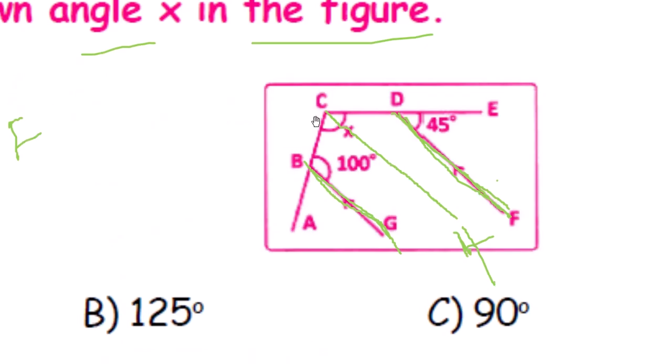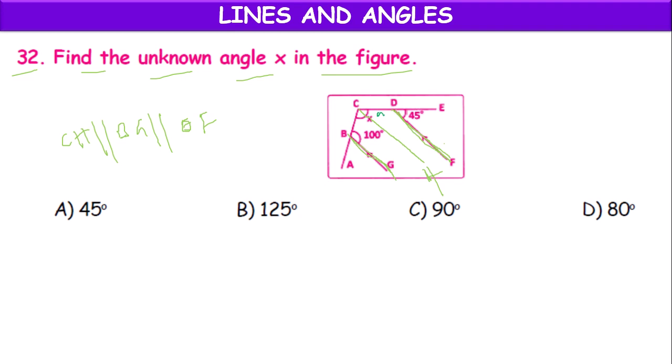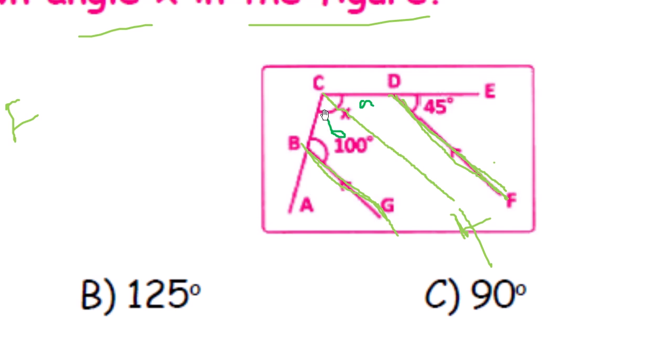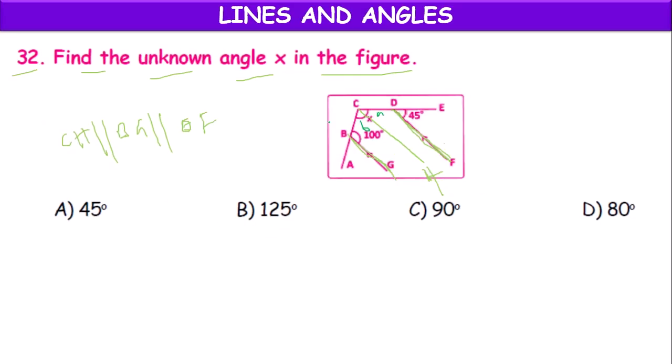Now according to this, BZ and CH are parallel lines and BC is the transversal. This x is divided into two parts. Upper part let it be A, below part let it be B. So now this 100 degrees and angle B, they will make co-interior angles whose sum is equal to 180 degrees. 100 plus B equal to 180 degrees. So B value will be 80 degrees.